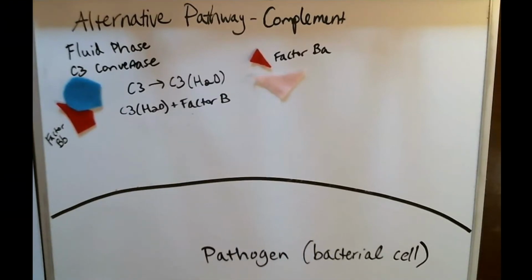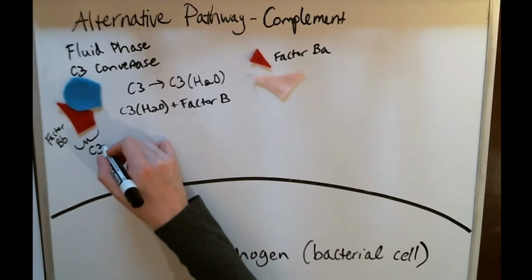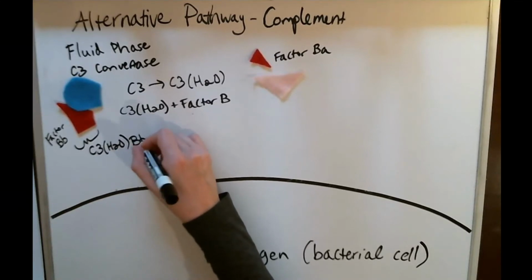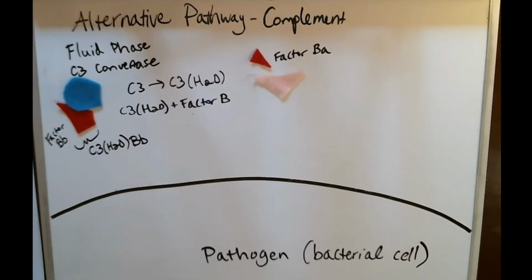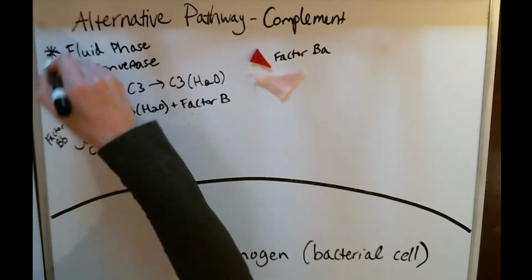But we're left with this complex of C3H2O and Bb. So this right here is C3H2O, the blue molecule, and capital B little b, which is our red molecule that's been cleaved and remains behind after factor D had acted on factor B. This right here then, this blue protein with this red protein, is what we would call a fluid phase C3 convertase. So exactly what we wrote up here.